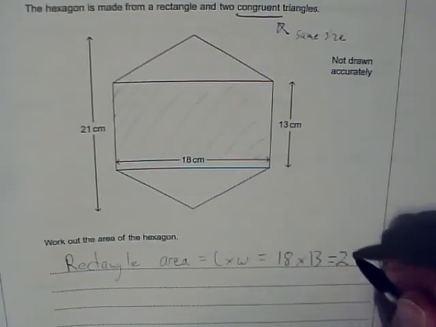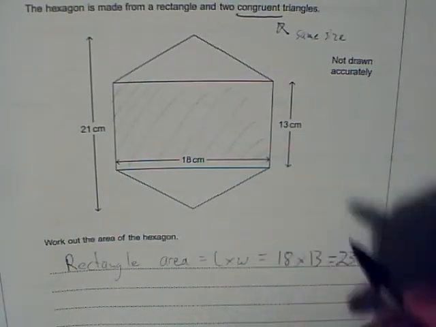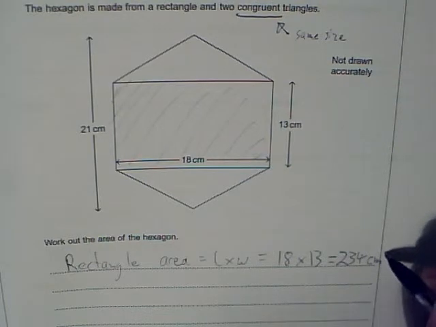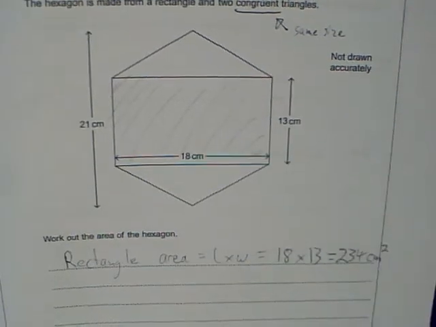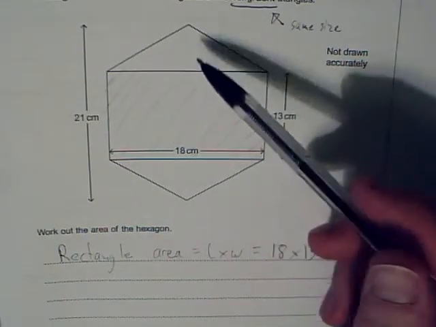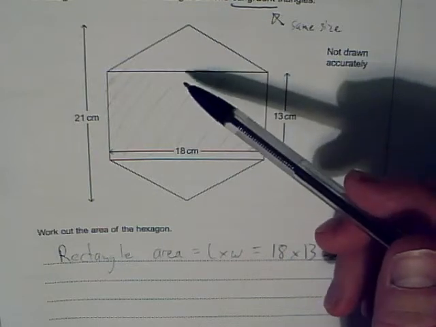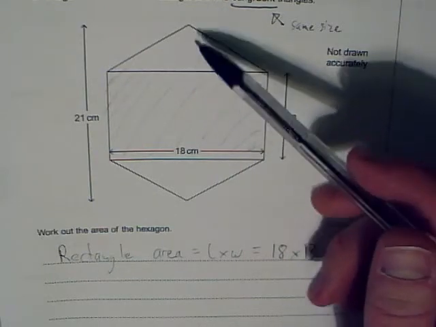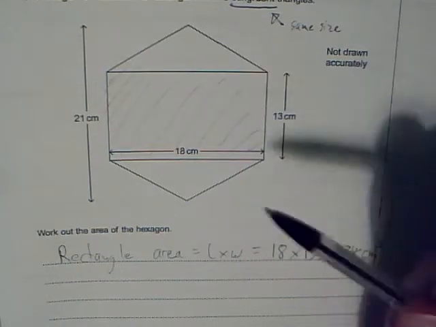Now remember what I said earlier in the paper about the units. If it's area, it's going to be centimeters, that's what we're dealing with, squared. That's the rectangle area. That might get you a couple of marks there, at least one. Let's think now about the areas of these triangles.